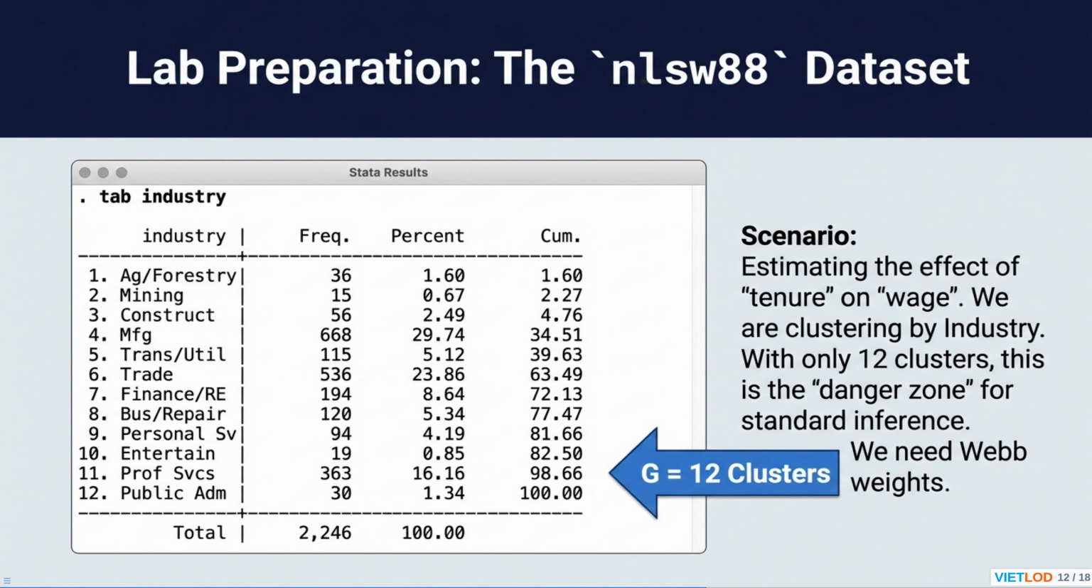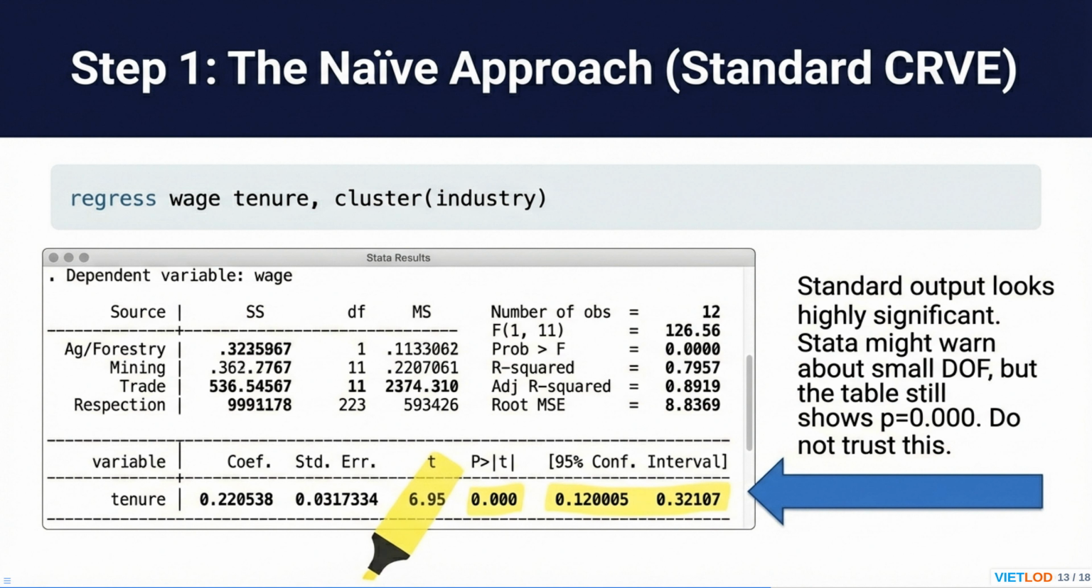First, we run a simple regression with standard cluster-robust standard errors using the cluster industry option. The output looks fantastic at first glance. The coefficient on tenure is 0.22, and the p-value is 0.000. This suggests a highly statistically significant positive relationship. However, this result is misleading.